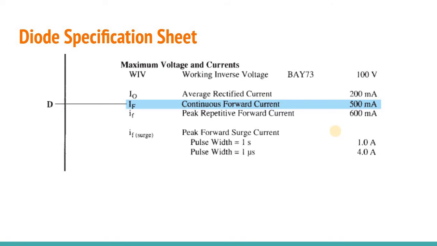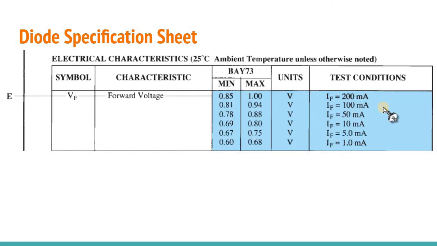Next, maximum voltage and currents. Okay, so let's look at a continuous forward current, 500 milliampere. So, mao na ang iyahang current, forward current sa diode. And then, gitest ang diode at 25 degrees Celsius ambient temperature. So, mao na ang electrical characteristics.